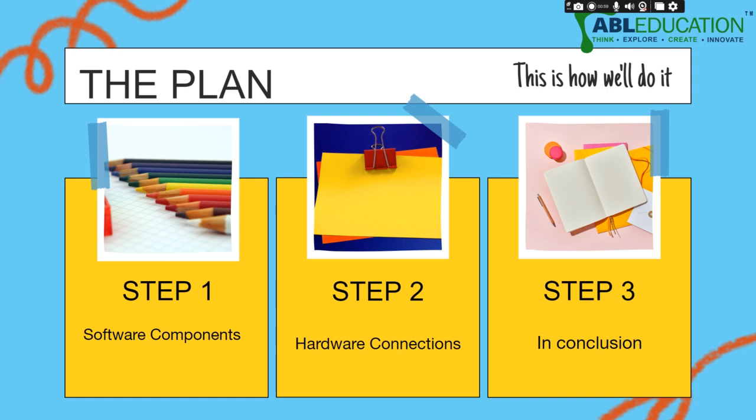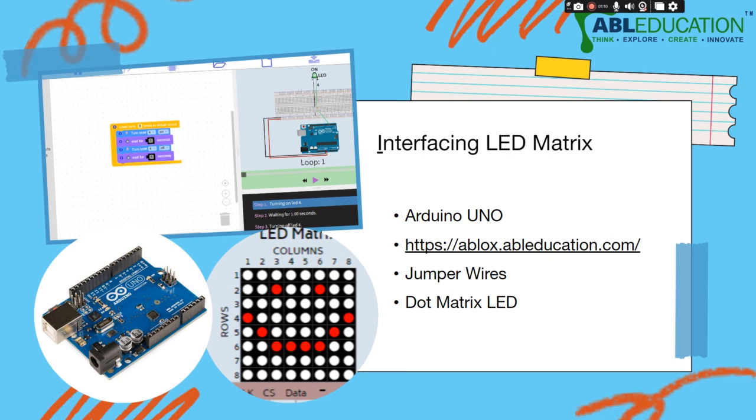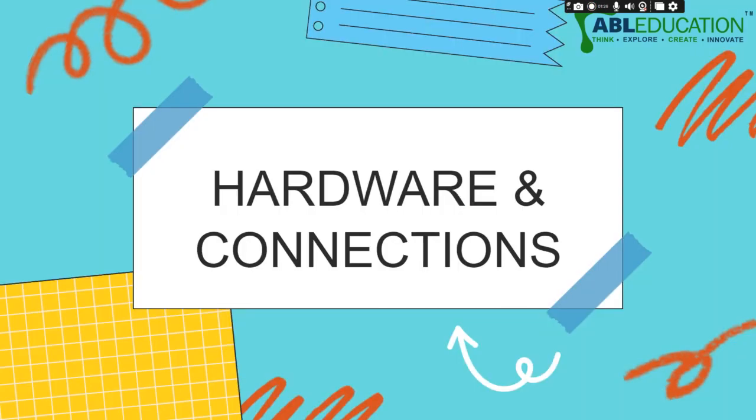So we have 3 steps here: software components, hardware components, and the conclusion. Firstly we are going to study the components required. We are going to use an Arduino UNO, the ABLOX website, jumper cables, and a dot matrix LED. In this image you can see how a dot matrix LED looks. It has 8 columns and 8 rows. So 8 into 8 makes it 64 LEDs packed together.